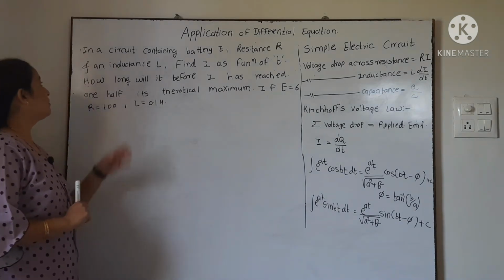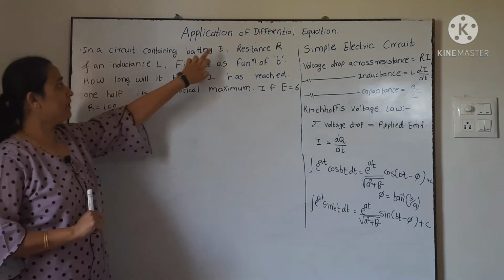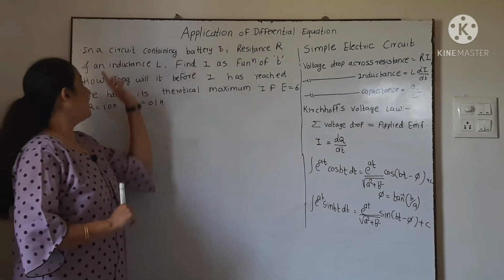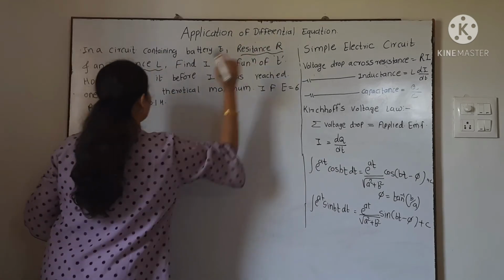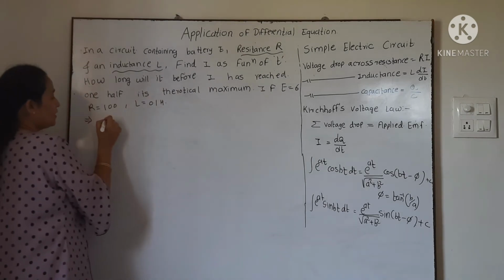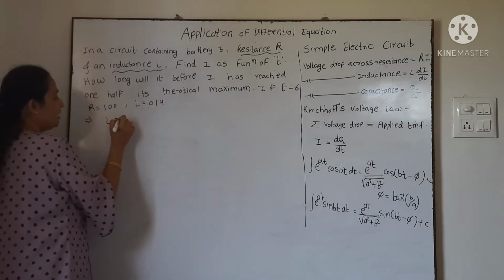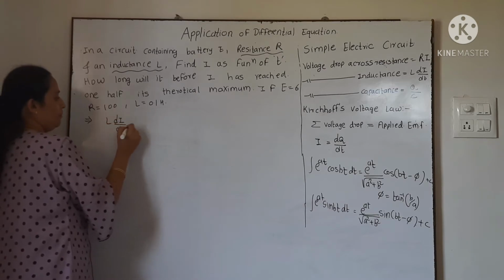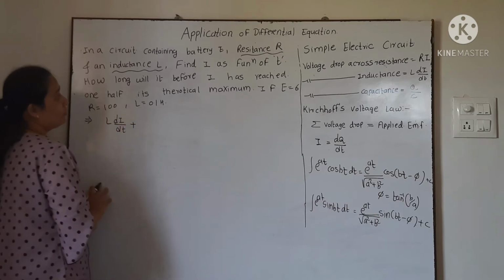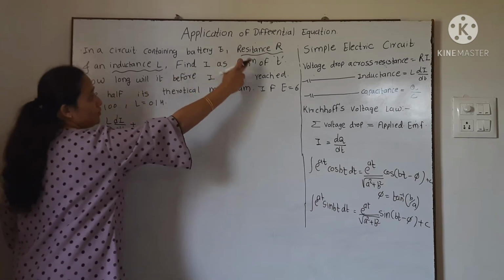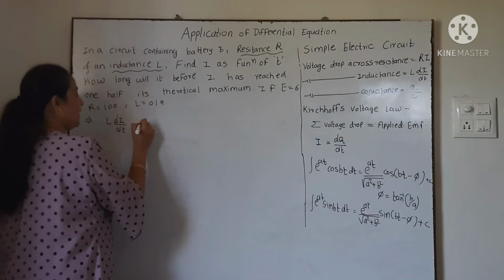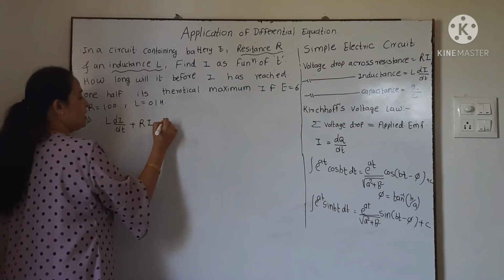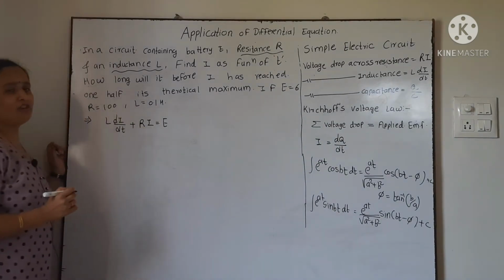Consider the next example. In a circuit containing battery E, resistance R and inductance L, what do you have? Inductance and resistance. So what is the voltage drop across inductance? It is L into di by dt. Algebraic sum by using Kirchhoff's law, plus what do you have? Resistance. What is the voltage drop across resistance? It is Ri. So plus Ri equal to E. We have to solve this differential equation.